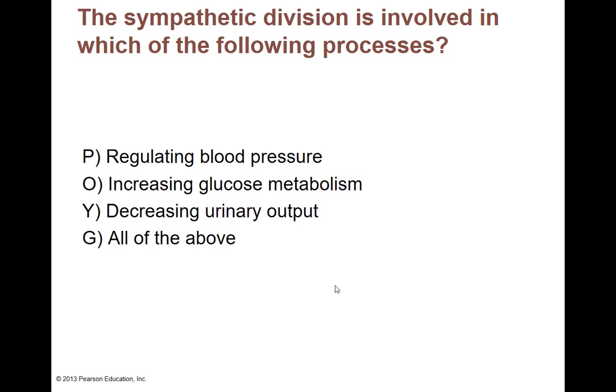The sympathetic division is involved in which of the following processes? It's all of them. When you're under stress, it regulates our blood pressure. It will go up. We're going to increase glucose metabolism so that we've got glucose available for ourselves. And we're going to decrease urinary output because it's a non-critical function.